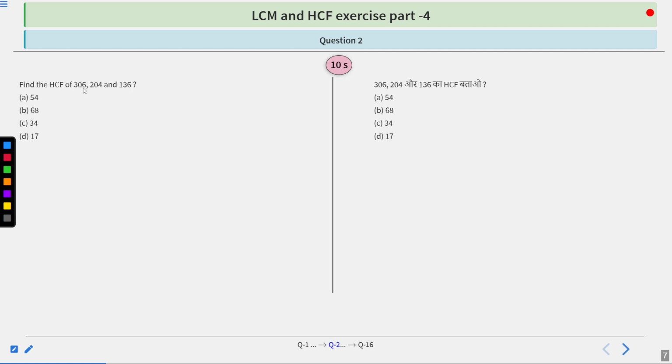Find the HCF of 306, 204 and 136. And the options are 54, 68, 34 and 17. These are the options.